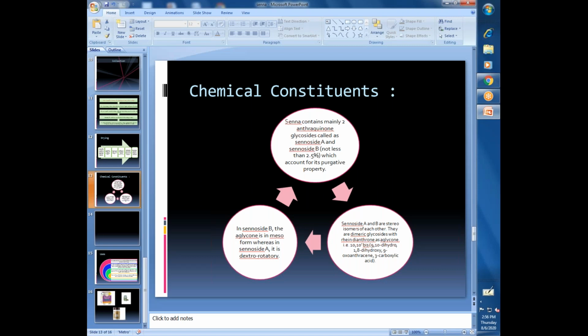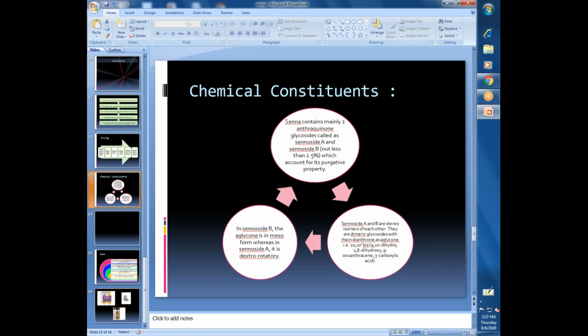Sennoside A and B are stereoisomers of each other. It is only at the 10 dash position, the presence of a hydrogen moiety. In A, it is above the plane, and in B, one of the hydrogens will be below the plane. That's why they are called stereoisomers, and they are dimeric glycosides with rhein dianthrone as the aglycone. The differences in structure are the 9,10-dihydro, the 1,8-dihydroxy and the anthracene-3-carboxylic acid. In Sennoside B, the aglycone is in meso form, whereas in Sennoside A, it is dextrorotatory.